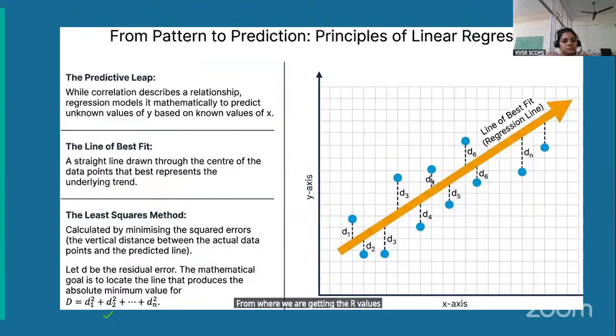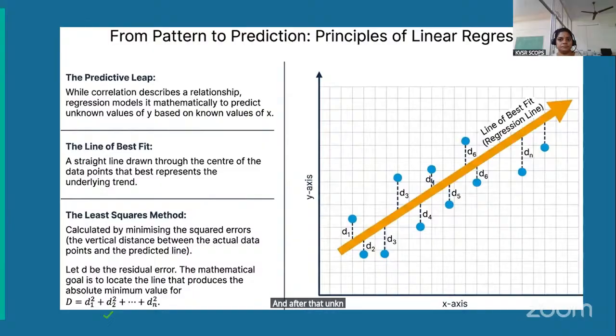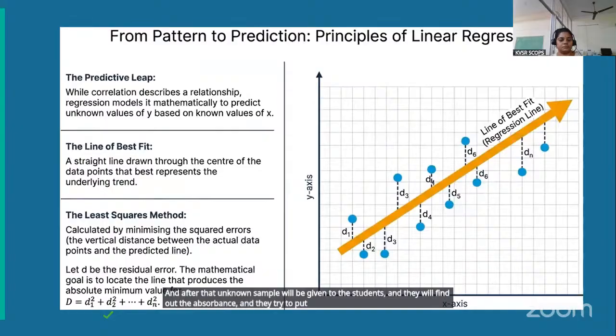And if you want to recognize based upon the pattern, as I told you, once you have data points with you, you understood what the data is giving, and from that you are going to predict where new data will fit. Like most of us have already seen, you will be plotting concentration versus absorbance and you will get a best fit line, and after that an unknown sample will be given to the students and they will find out the absorbance and put that absorbance value in the best fit line and interpolate towards the x-axis to find out the concentration. That is called prediction.